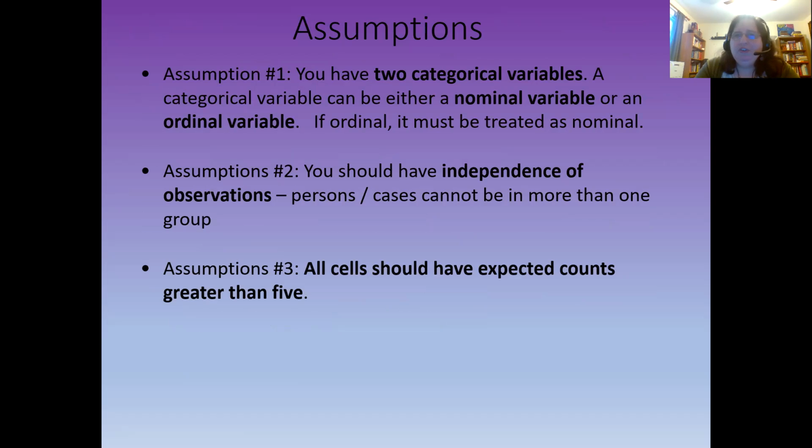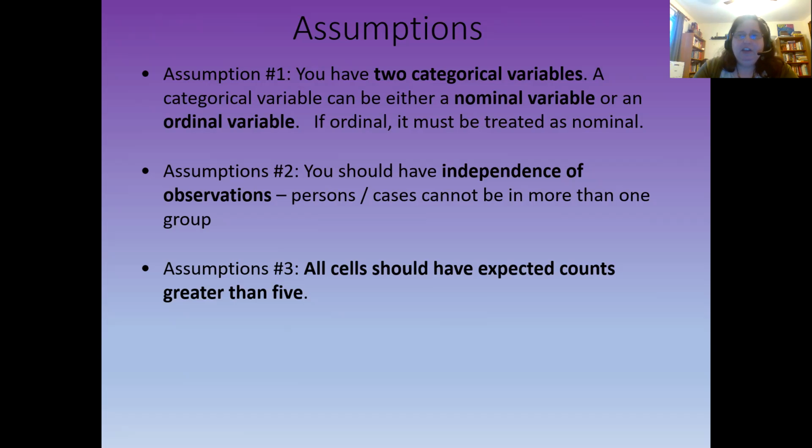Unless it's some weird situation where you really think your ordinal should be treated as a nominal, no, I wouldn't recommend this, okay? Second, you should have independence of observations. Persons' cases cannot be in more than one group, okay? So if someone says, I have blue-green eyes, nope, that doesn't quite work. You can put them in the other category if you like, but don't put them in both blue and green. Okay, you got to have independence there. You can't have people overlapping.